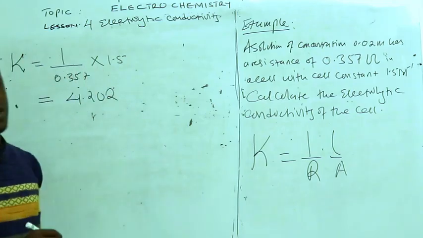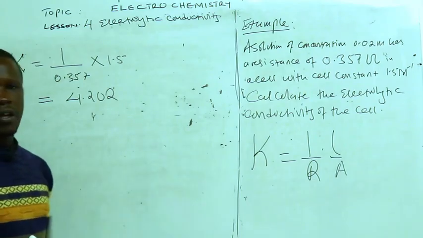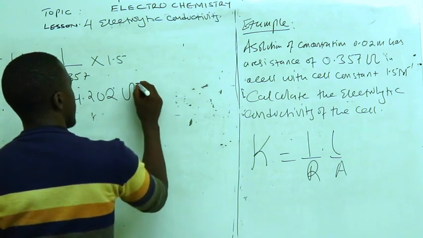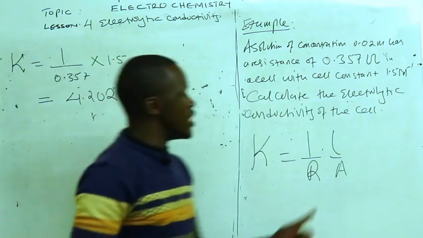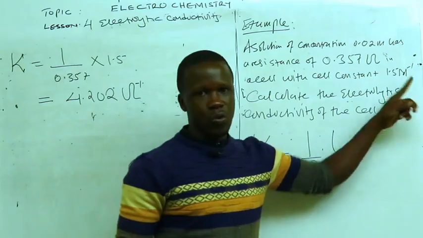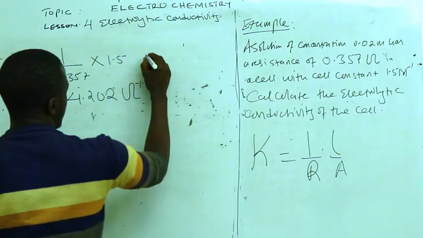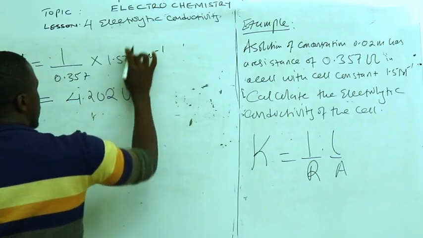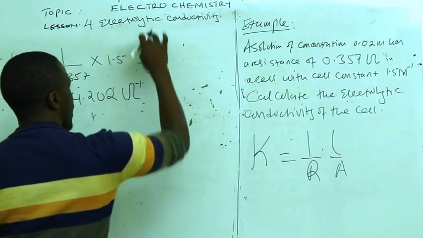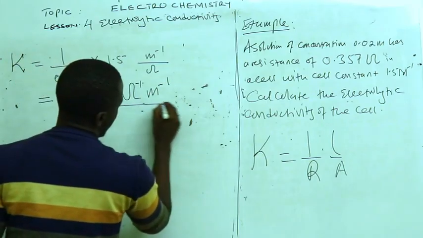And then we put the units. What are the units of K? The units of K are going to be per ohm per meter. Now, the unit of cell constant is per meter. So we don't give it in per centimeter, because if I was substituting here, this one would be per meter for the cell constant over the ohm. So the ohm going up becomes per ohm and then per meter as our units.